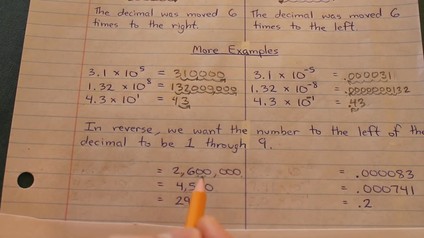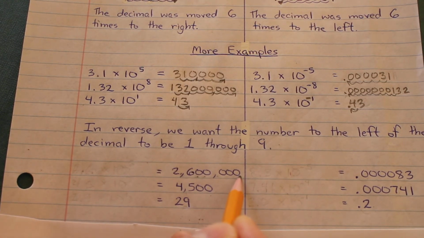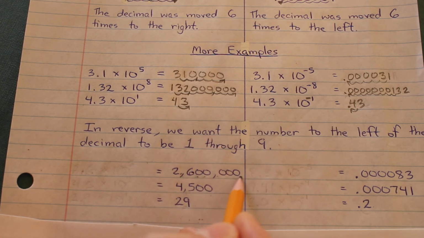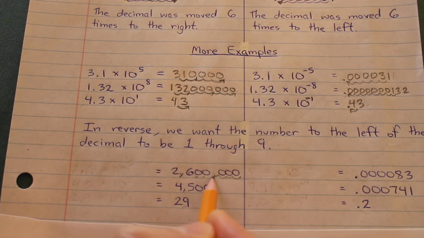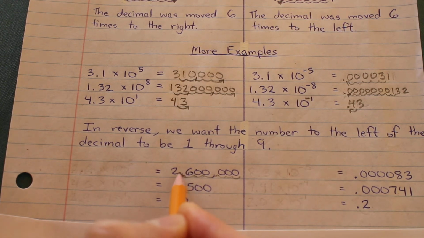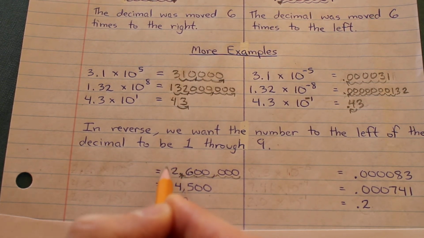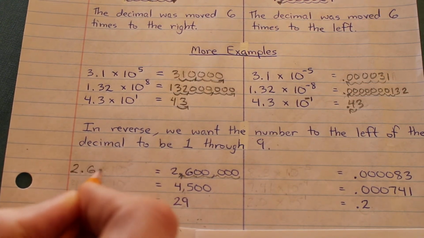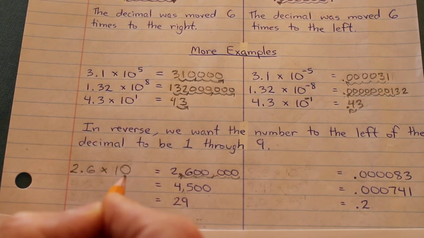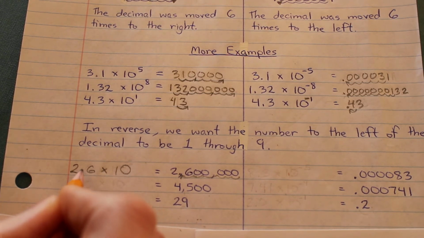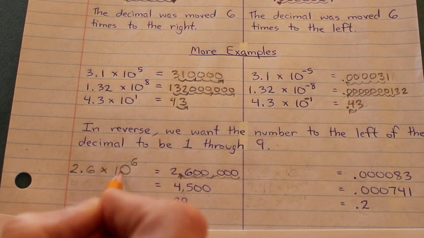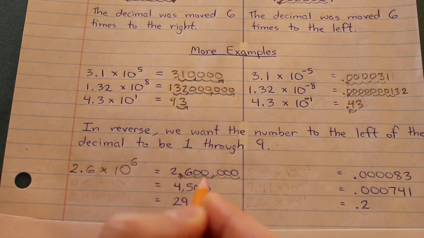Okay, here, the decimal is currently at the end, and we want the number to the left of the decimal to be 1 through 9. So we want it to be 1, 2, 3, 4, 5, 6, right there, because the number to the left of the decimal is now 1 through 9. It's 2. That works. So 2.6 times 10 to the, this is tricky, to go from this side to that side, we'd have to move the decimal 6 times to the right. So that's a positive 6. Times 10 6 times would do it.